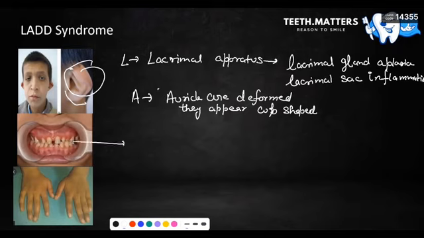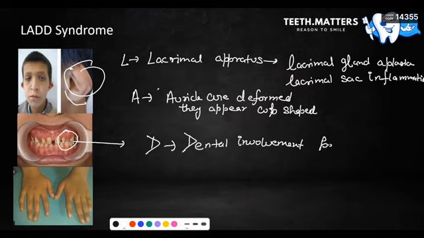Next, D stands for dentition. There is dental involvement. So what are the features of dental involvement? There are peg laterals. So we can see peg laterals. We can see hypodontia and enamel hypoplasia.